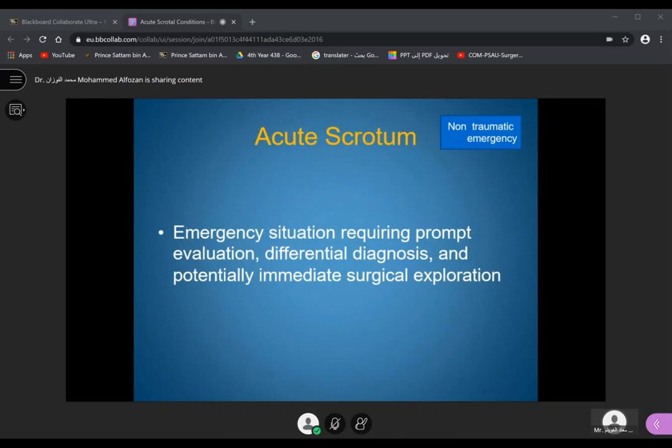Our topic today is acute scrotum. Of course, when we say acute scrotum, we don't mean traumatic cases. So our topic today will be exclusively non-traumatic acute scrotal cases, cases that you might see as outpatient or in the emergency department. Acute scrotum is an emergency situation that requires prompt evaluation, differential diagnosis, and potentially immediate surgical exploration.